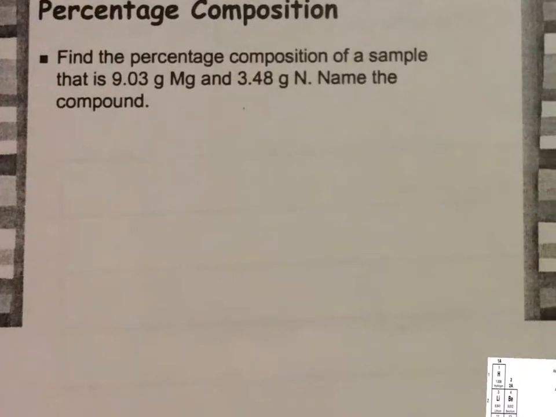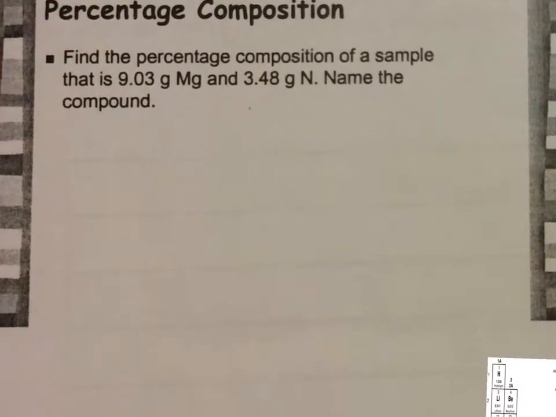All right, so sometimes, if we look at the next slide, they may actually give you numbers. How would we do this one? Find the percentage composition of a sample that is 9.03 grams of magnesium and 3.48 grams of nitrogen. Ooh, name the compound, because that's first semester stuff that we are good at, or should be. Okay, so we've got masses for individual elements, and it doesn't tell us which one they want, which means they want them all.